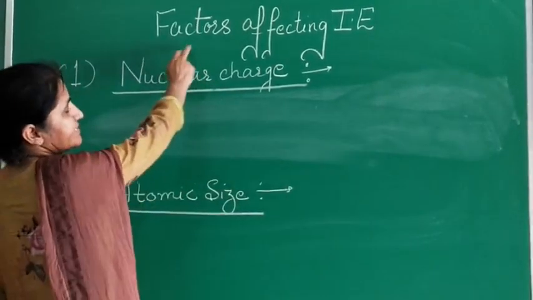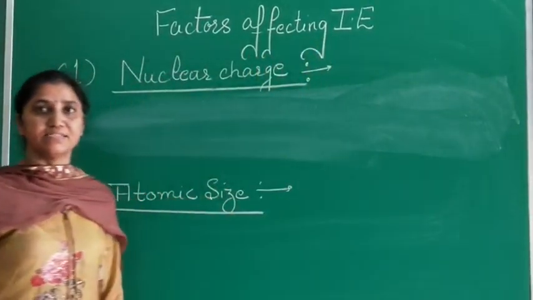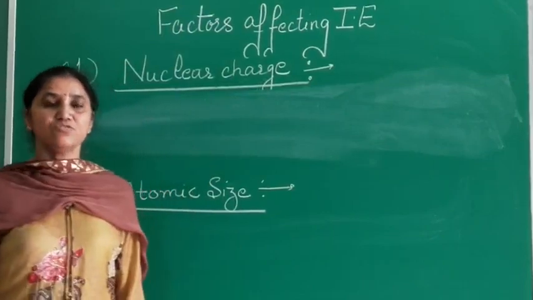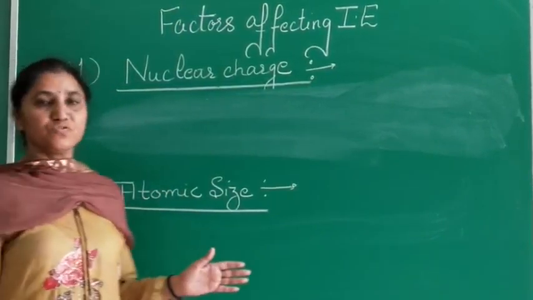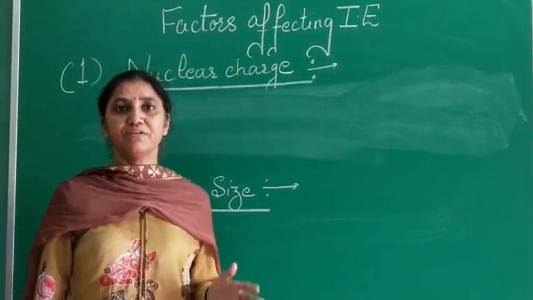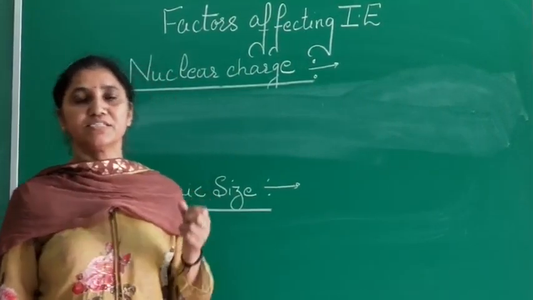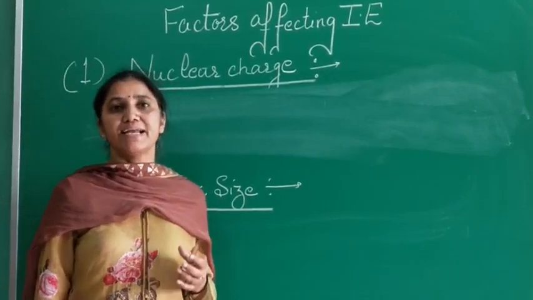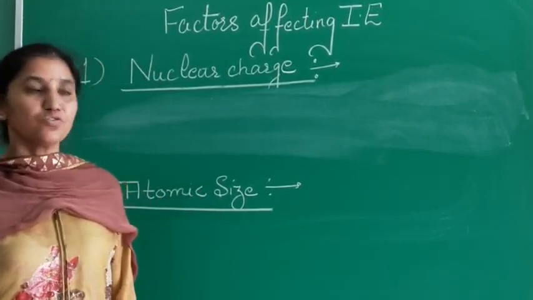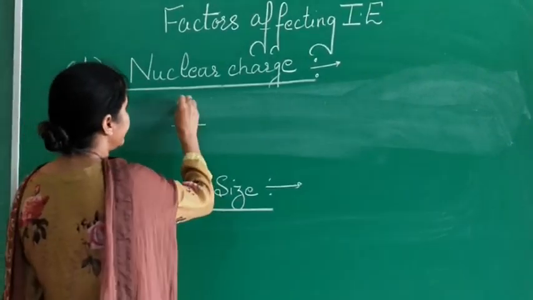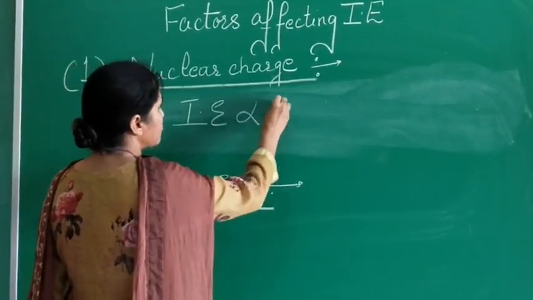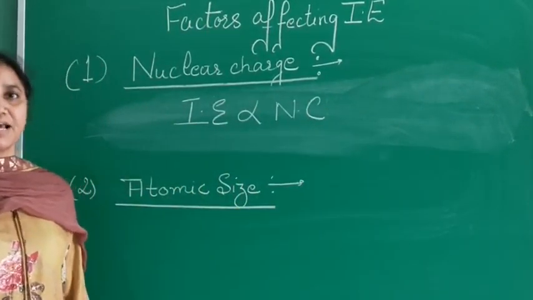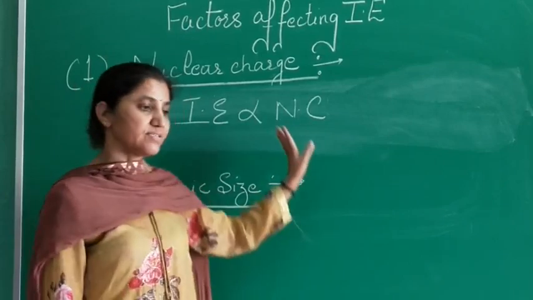Now come to the factors which affect ionization energy. The first factor is nuclear charge. Students, as the nuclear charge increases, the electrons present in the outermost shell will feel more attraction towards the nucleus. So in order to pull out the valence electron, more ionization energy is required. So we can say that ionization energy is directly proportional to nuclear charge. So with an increase in nuclear charge, the ionization energy increases. This is the one factor.